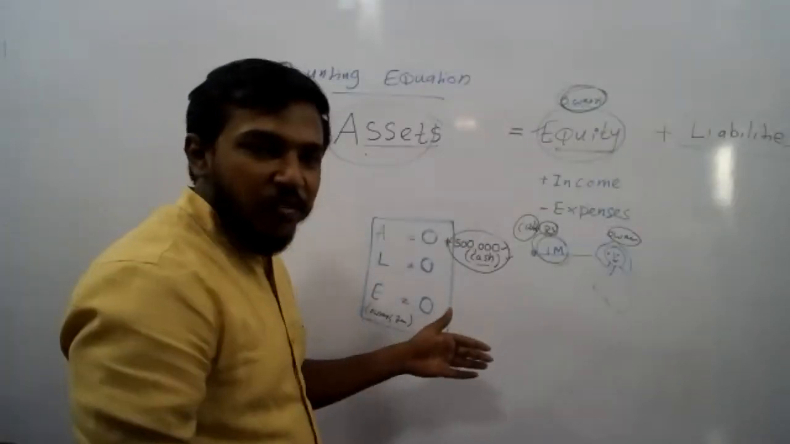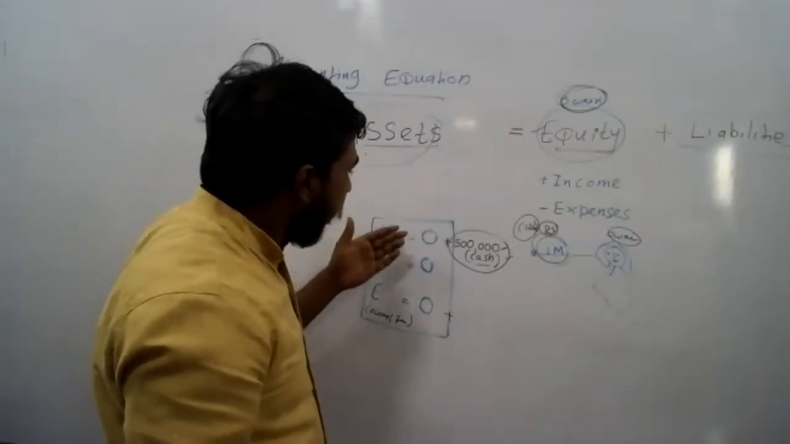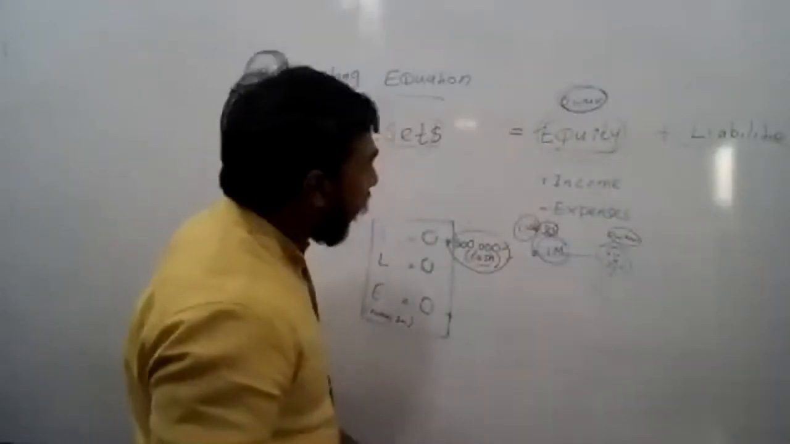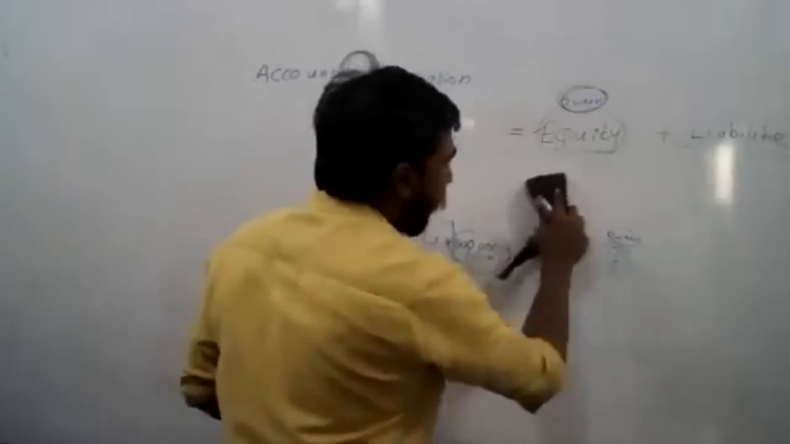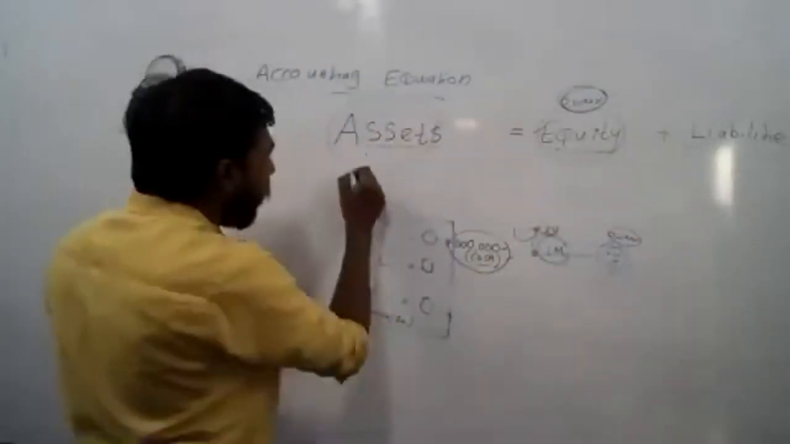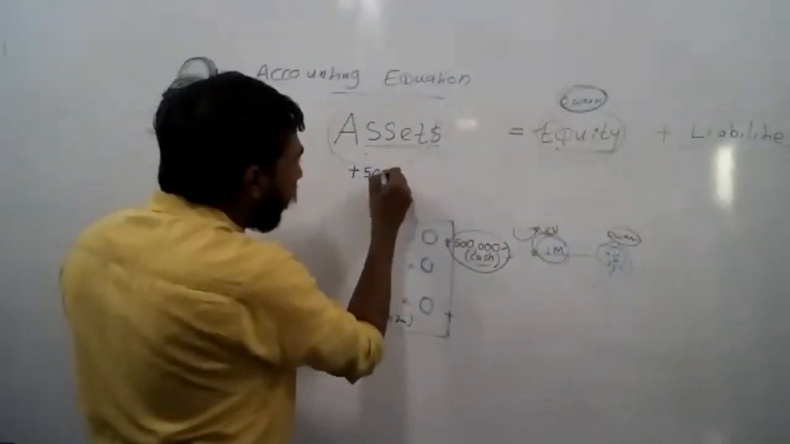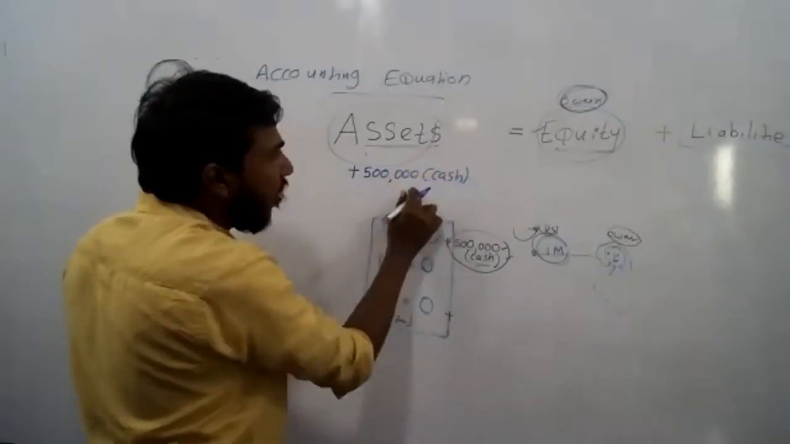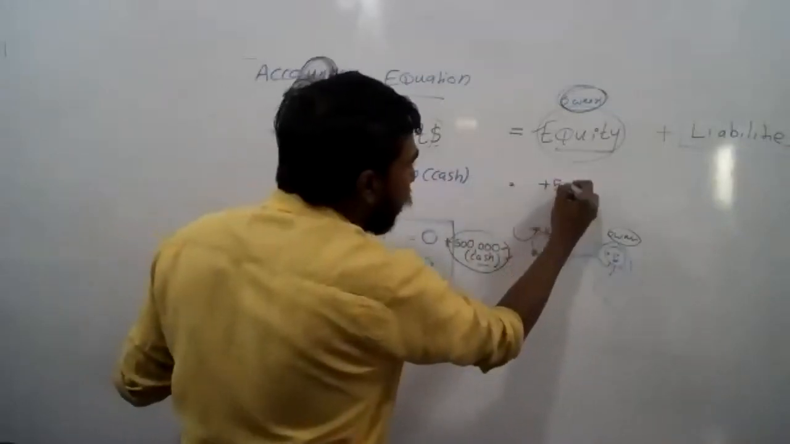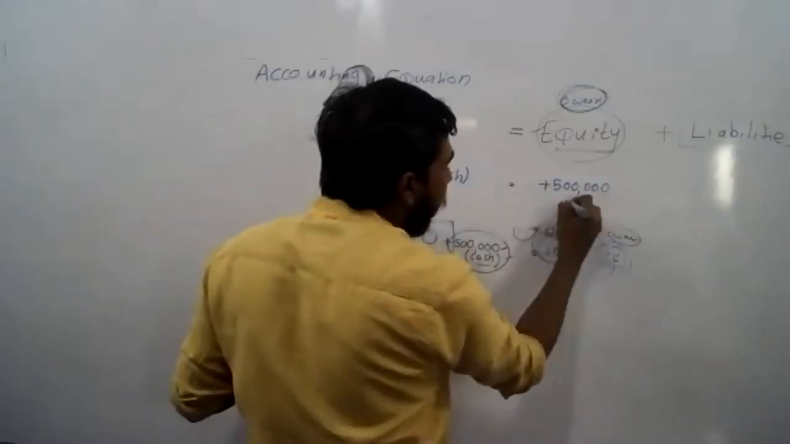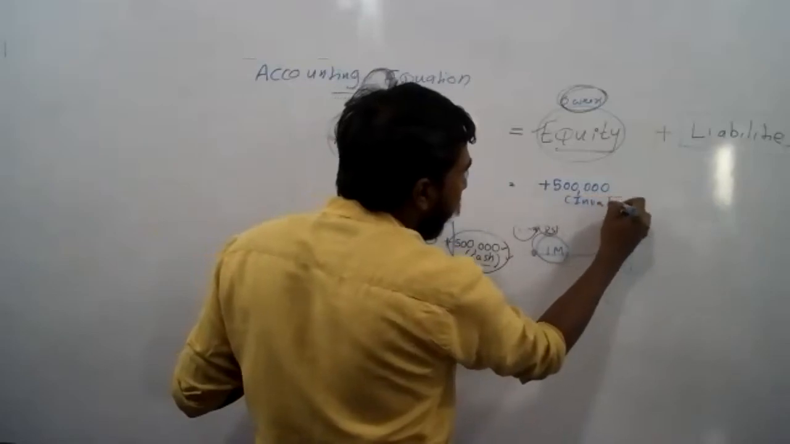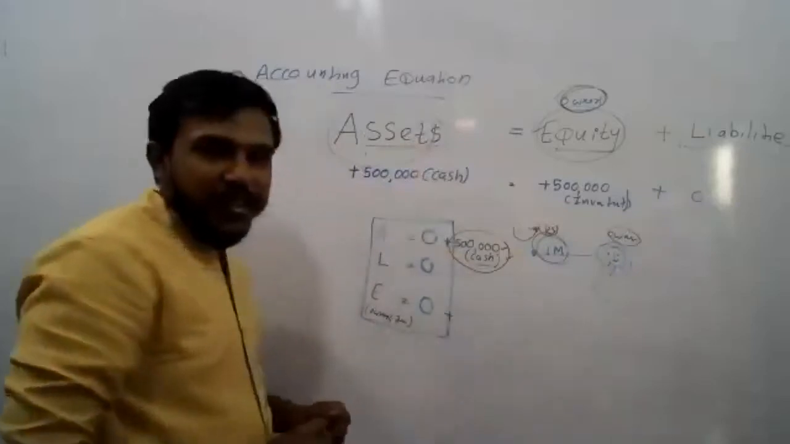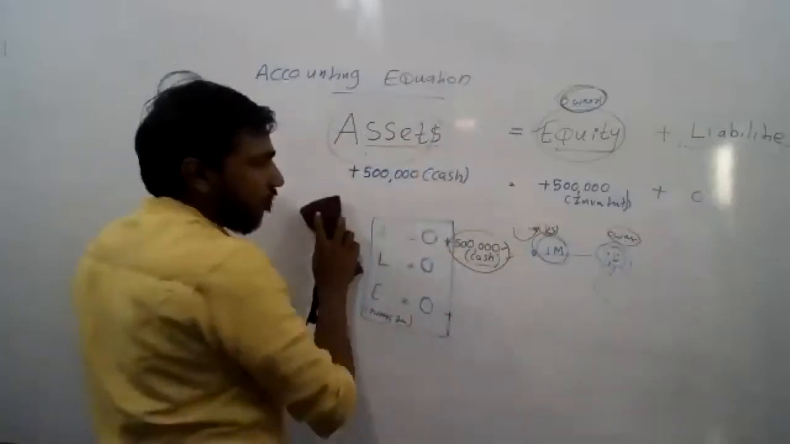So what I was discussing with you all is, once he was investing for this business, what is the impact for this equation? Cash increased by 500,000. So cash is the asset. So cash increased by 500,000. Then equity increased by 500,000 as the investment, right? Then liability is nil. Clear? So that's how it comes.